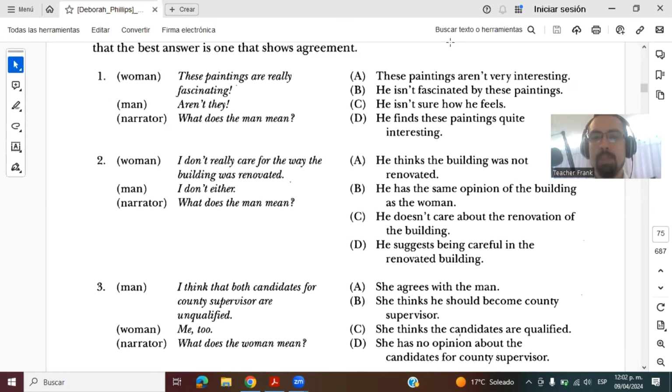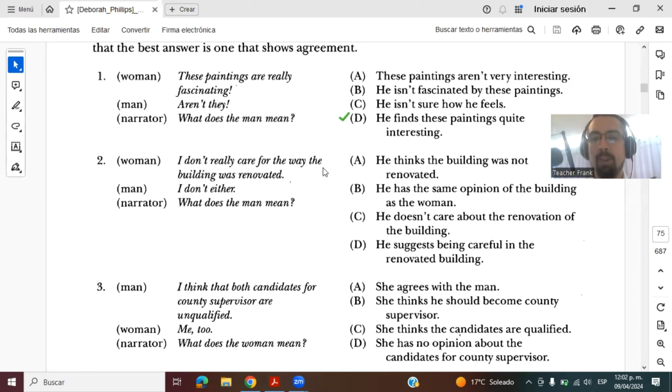Number 1 says, these paintings are really fascinating. And the man says, aren't they? What does the man mean? In this case, it's going to be D. He finds these paintings quite interesting, right? All right, let's look at number 2.